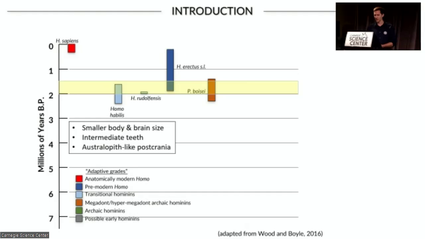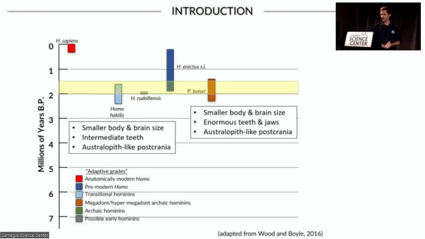So in this time window, we know of Homo habilis and Homo rudolfensis over here, who share relatively small bodies and brains. They have kind of intermediate teeth. They're not as large as Paranthropus teeth, but not as small as ours either. And from the neck down, they look a lot like those archaic hominins that we know of from the time period before this one. Then there's Paranthropus boisei in here.